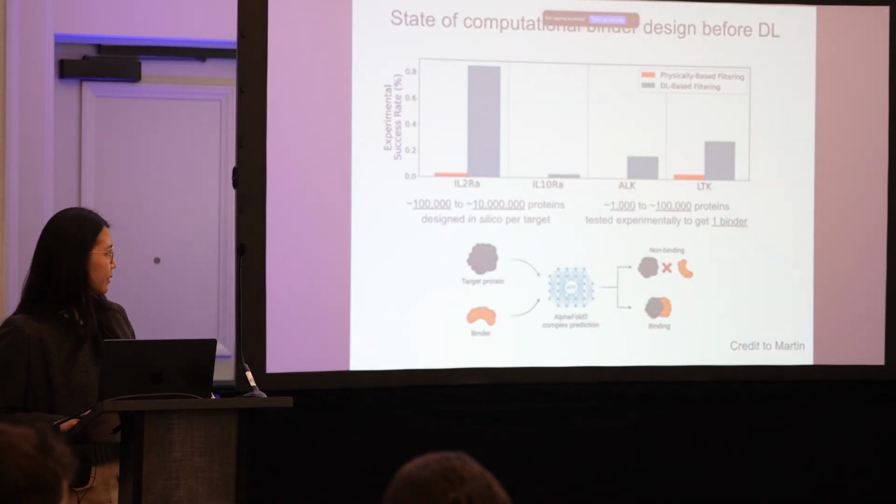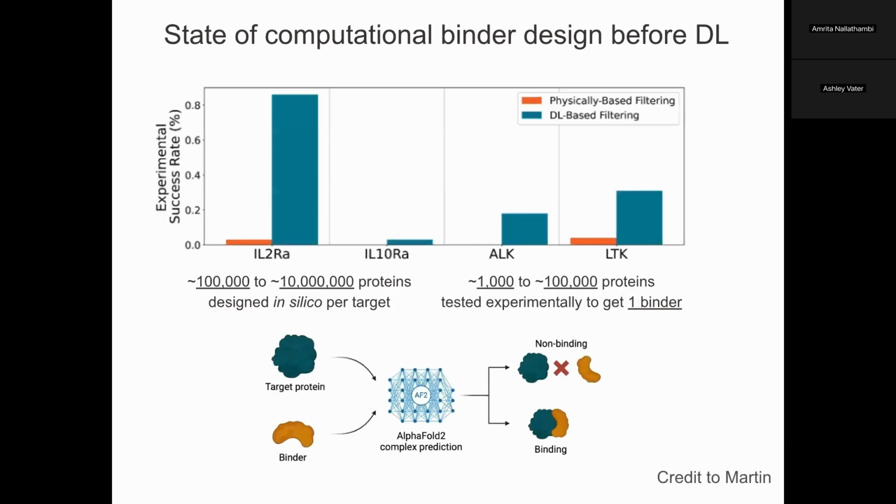Briefly talking about binder designs before deep learning, people tried to use a lot of physics-based or segment-based methods to make binders or make permutations to increase the binding affinity toward the target. The whole process usually takes thousands of different proteins in silico and filtering them out in silico, then testing 1,000 to 10,000 proteins and experimentally getting a few binders, which is a very low success rate.